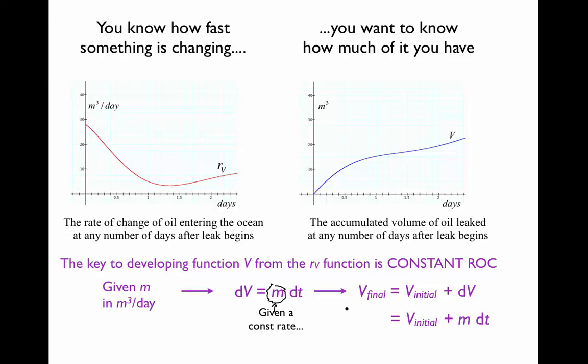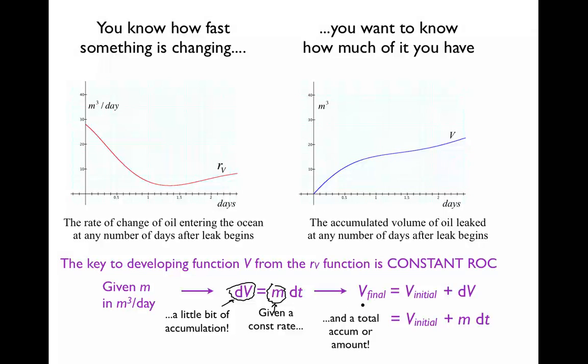given a constant rate, what does dv equals m dt tell you? It gives you a little bit of accumulation. And then also, it gives you a total accumulation or a total amount.